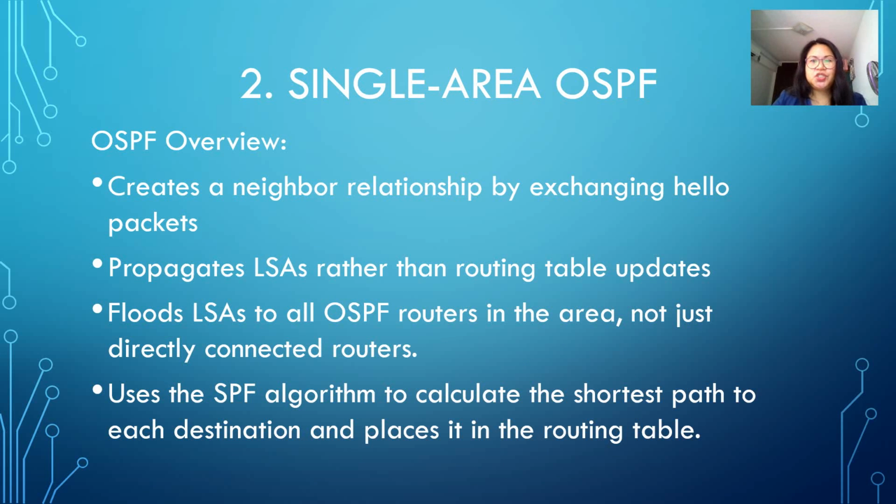Creates a neighbor relationship by exchanging hello packets. Propagates LSAs rather than routing table updates. Floods LSAs to all OSPF routers in the area, not just directly connected routers. It uses the SPF algorithm to calculate the shortest path to each destination and places it in the routing table.